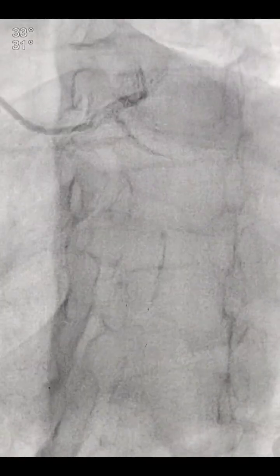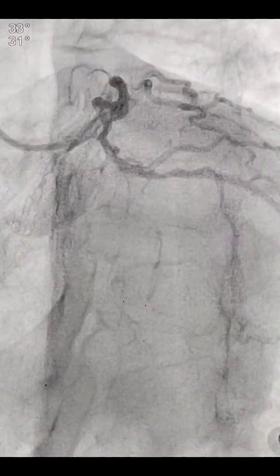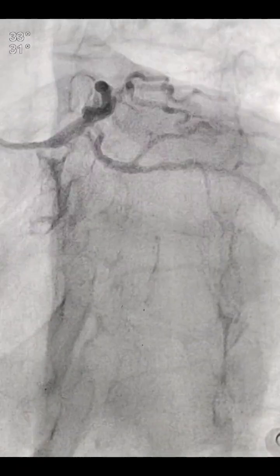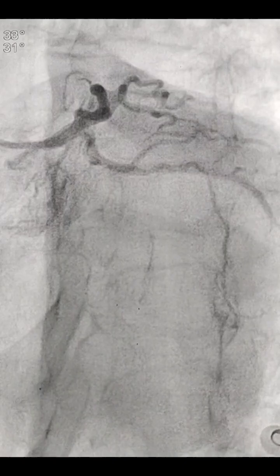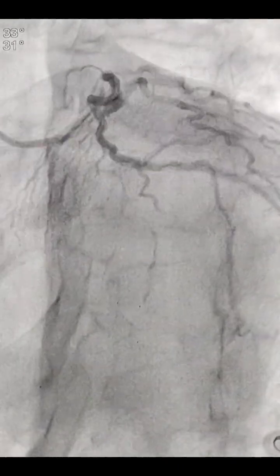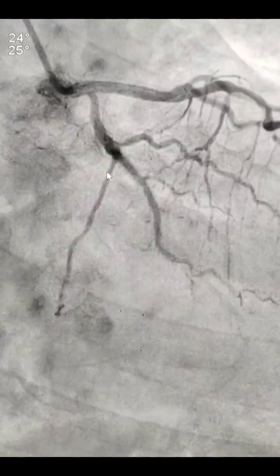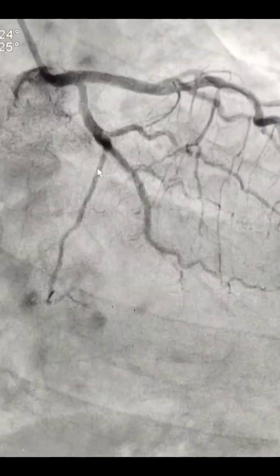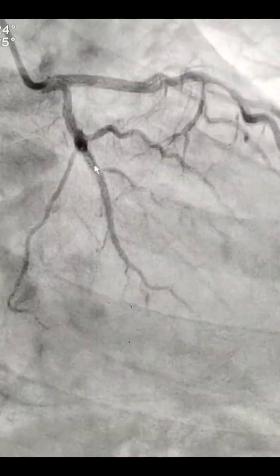This is an LAO caudal view, and he's status post PTCA to OM1 also at that time 1 year back. So with the right radial route we did the angiogram, and you can see the LAD is okay, and in OM1 before the stent there is a 50-60% stenosis. This is a RAO caudal view, and near the arrow you can see the stent is there. It is grade 1 ISR, stent is patent in this OM, and in LAD there is a non-significant mid LAD lesion.